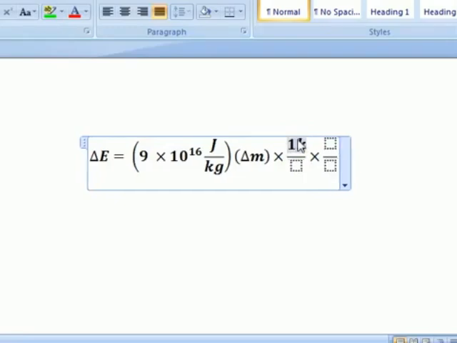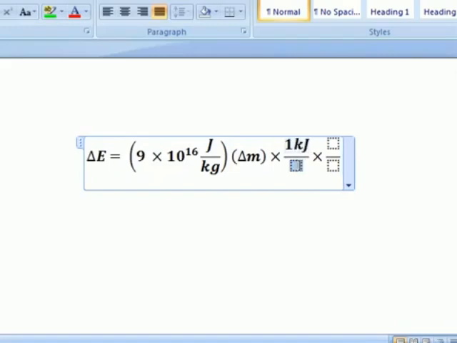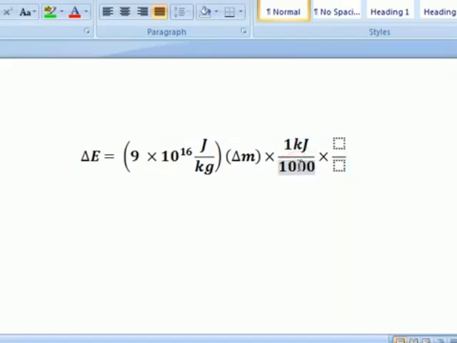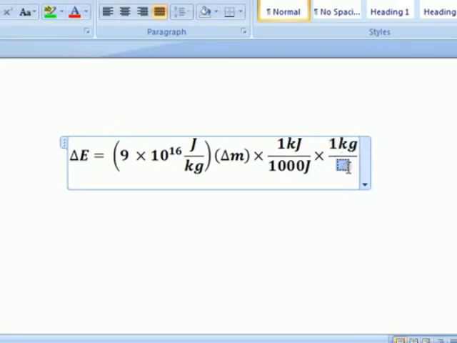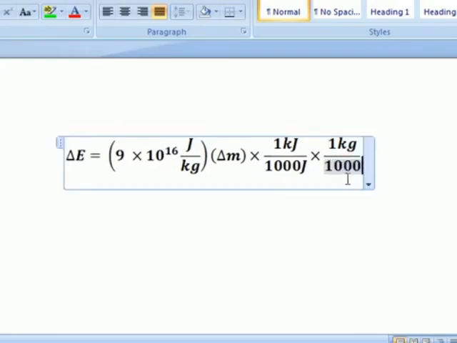In 1 kilojoule, we have 1,000 joule. Okay, so joule here will be cancelled out, so we have kilojoule here. Then if you're going to convert kilogram to gram, in 1 kilogram we have 1,000 gram. Okay, so cancel out kilogram, cancel out joule.